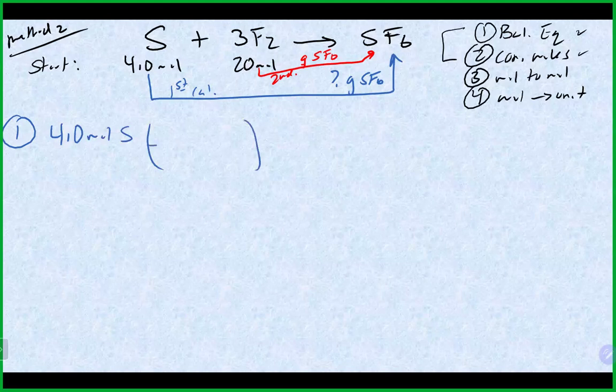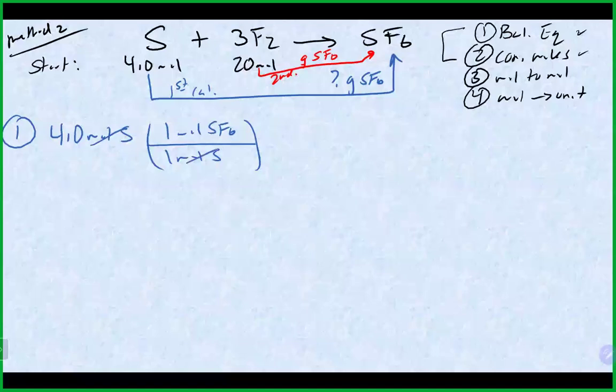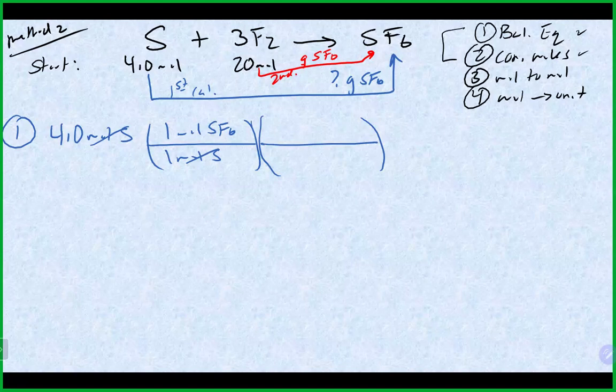We would do the mole-to-mole relationship between sulfur and the product. 1 mole of sulfur is 1 mole of SF6. Those guys are going to cancel. I'm in moles of SF6. I then could use the molar mass of SF6, which I calculated on the previous page. And that is what there, 6 times 19.